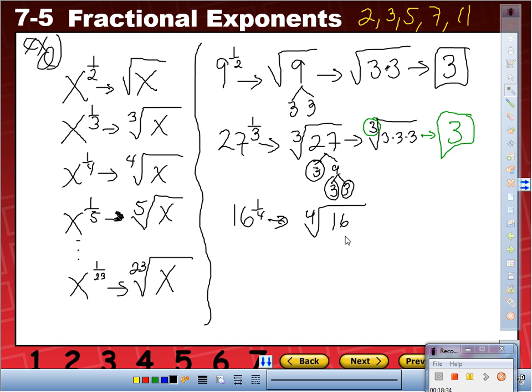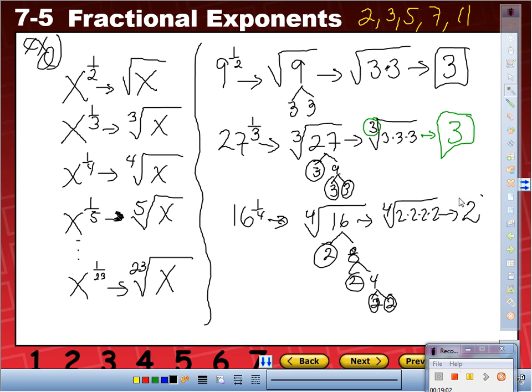Okay. So now check this out. Prime factor this one. Which of these prime factors divides into 16? 2, that's 8. Copy that. This is 2, that's 4. And this is what? 2 and 2. Okay. So this could be rewritten as 4th root of 2 times 2 times 2 times 2. So which number repeats 4 times? Because the index is asking for it? The 2.